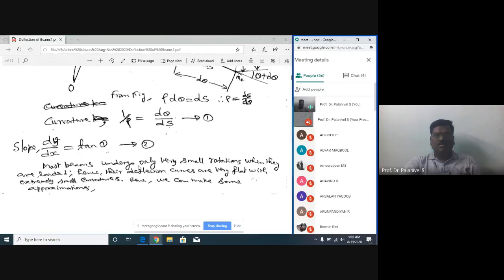Most beams undergo only very small rotations when they are loaded. Hence, their deflection curves are very flat with extremely small curvatures. Hence, we can make some approximations. I already told you, we engineers do a lot of approximation and make a lot of assumptions, although we do approximation, our approximated values are acceptable.